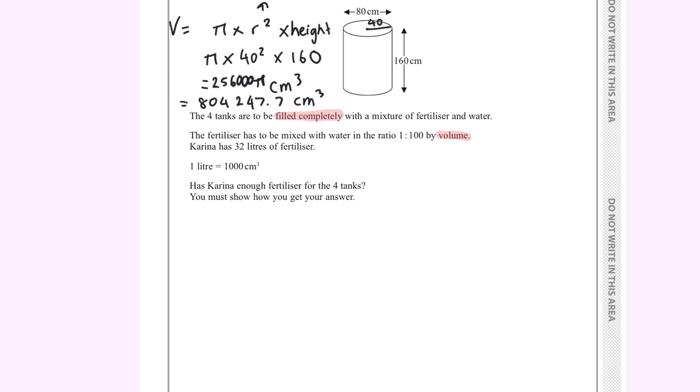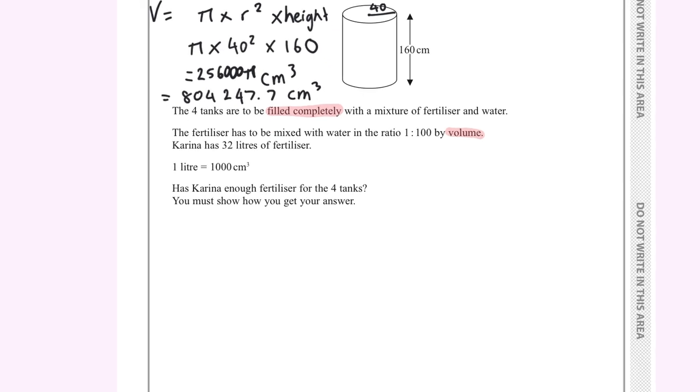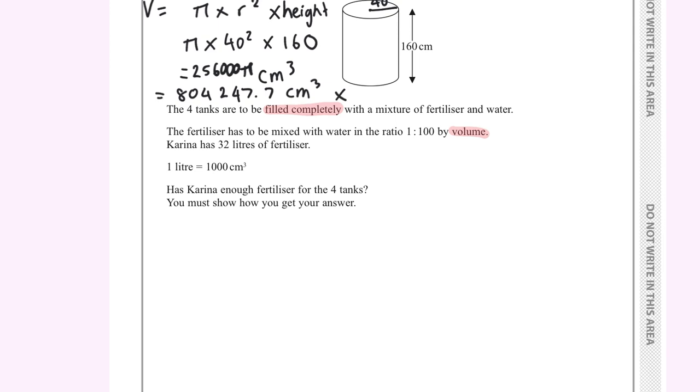We're going to fill 4 tanks of these. Okay, we'll do 1 tank at a time. Alright, the fertiliser has to be mixed with water, 1 to 100 by volume. Katrina has 32 litres of fertiliser. Okay, so we might as well actually find what our volume's going to be completely. If I think about this logically, we've got 4 tanks, not 1. So before we do the bit about the ratio, let's multiply our volume by 4. We're going to times this by 4.